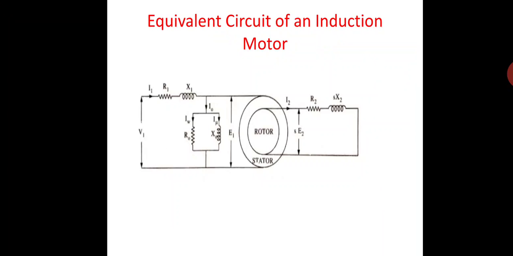So let us see that. This is the equivalent circuit of an induction motor, and here the stator carries the field coil whereas the rotor carries the armature coil. Just like in a transformer, the stator coil is like the primary winding, whereas the rotor coil is like the secondary coil. So we have to correlate the equivalent circuit of an induction motor with the equivalent circuit of a transformer.